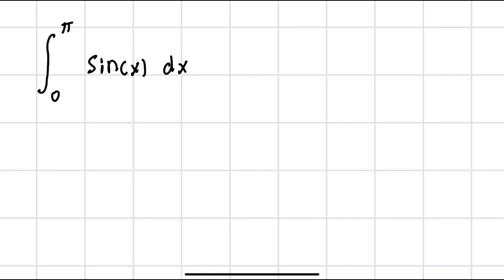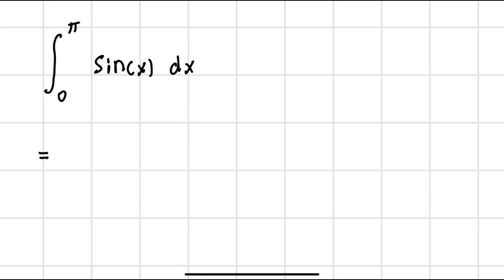In our next example, we have the integral from 0 to pi, and the integrand is sine. So let's find the antiderivative of sine x. The antiderivative of sine x is minus cosine x, and the bounds are from 0 to pi. And now let's substitute our upper bound minus our lower bound.